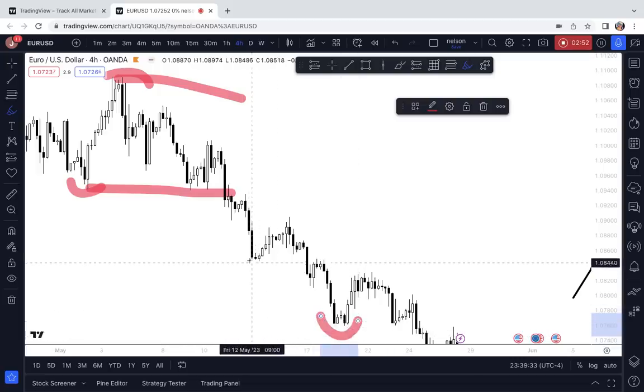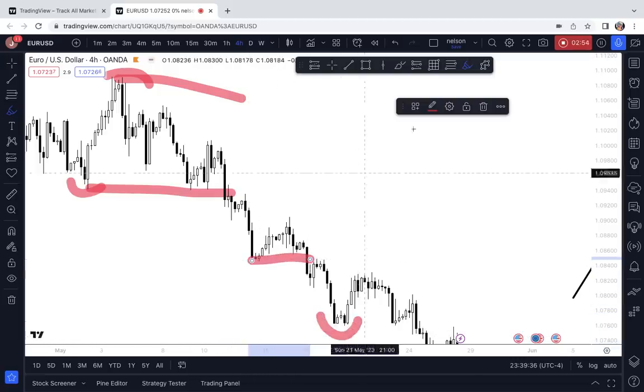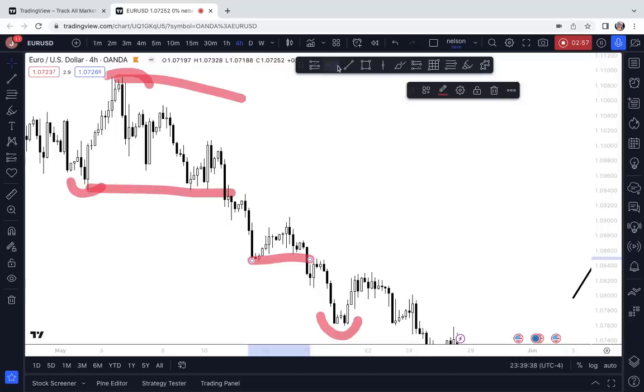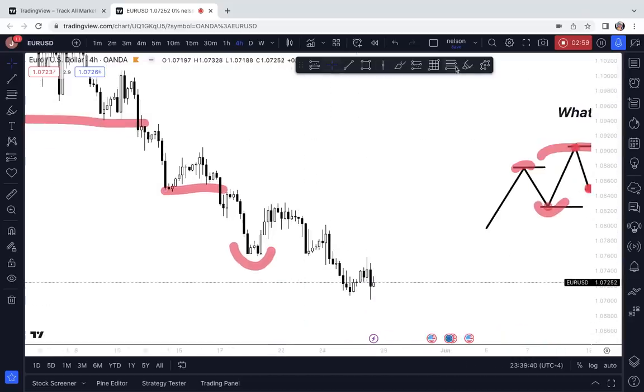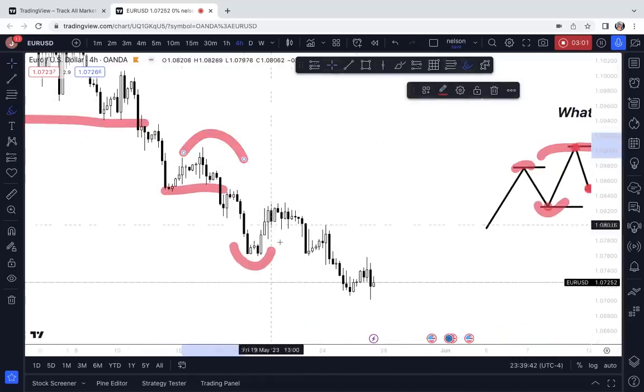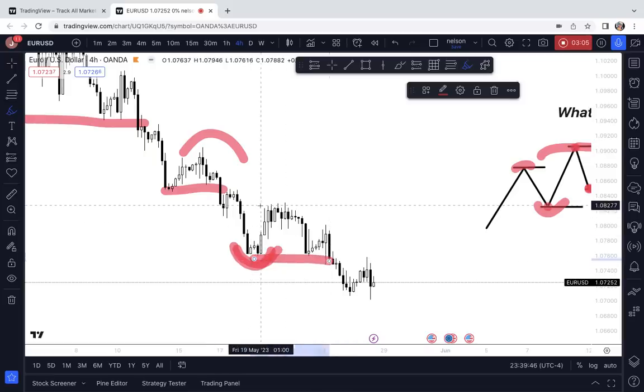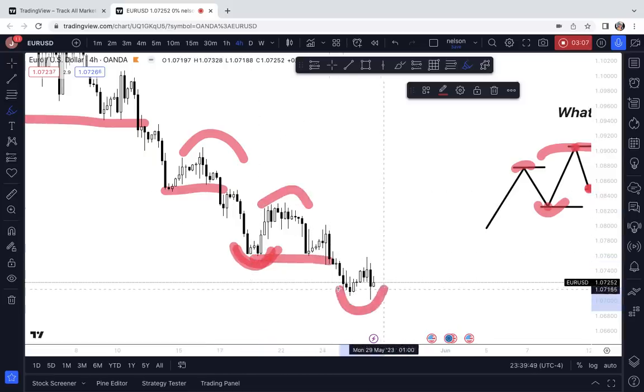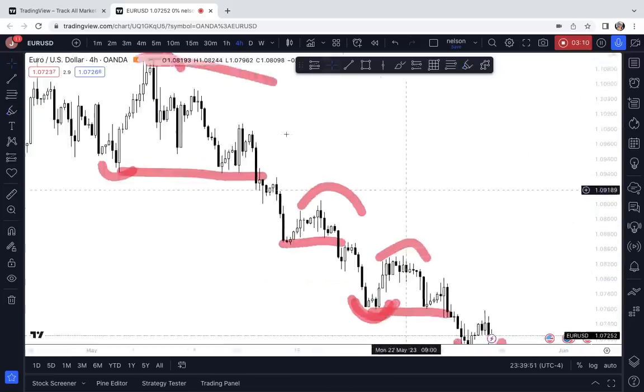And then what did price do? It gave you another bigger structure. The range changed. It gave you this high and this low. It gave you another bigger structure, this high and this low. Now this is on the downtrend, remember.